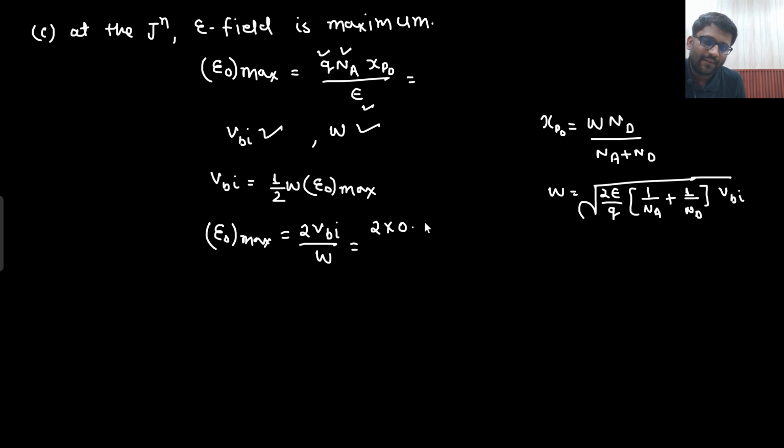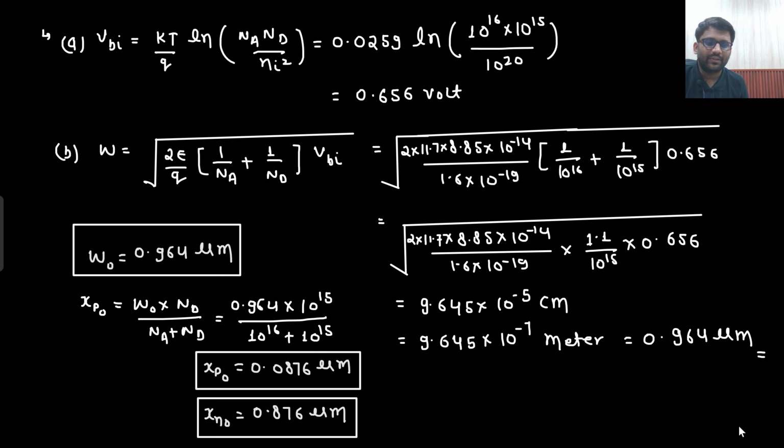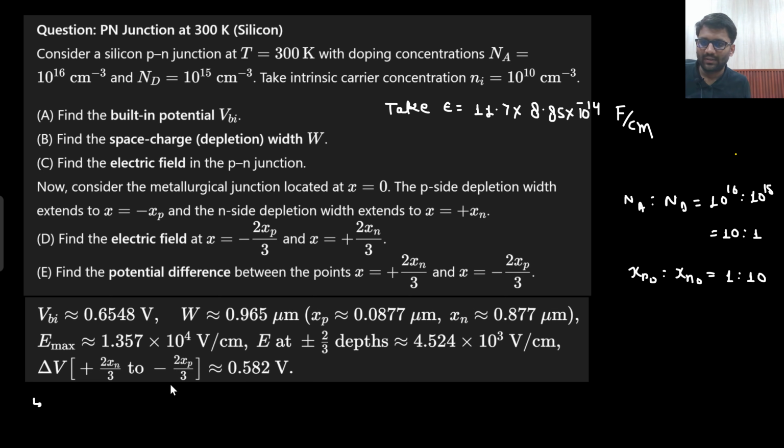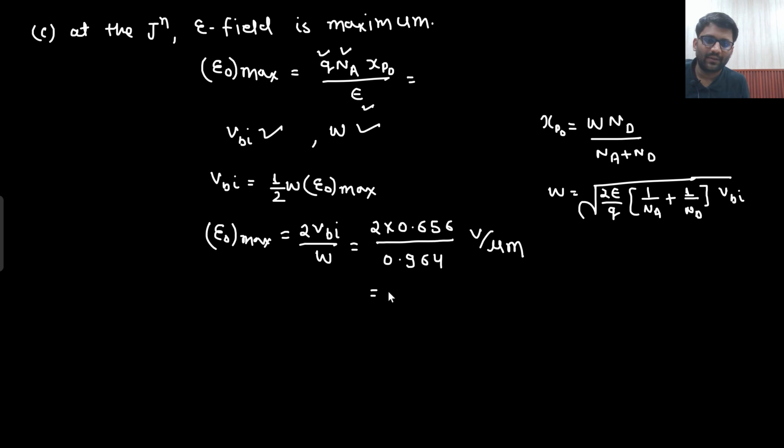0.656. What is your depletion width? 0.964. The answer would come out to be volt upon micrometer, right? Volt upon micrometer. This is your micrometer. So what you would see? 2 into 0.656 divided by 0.964 gives 1.36.